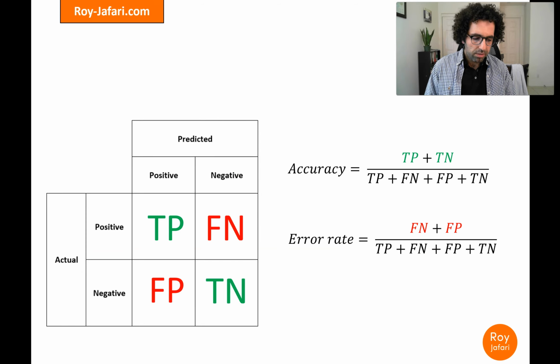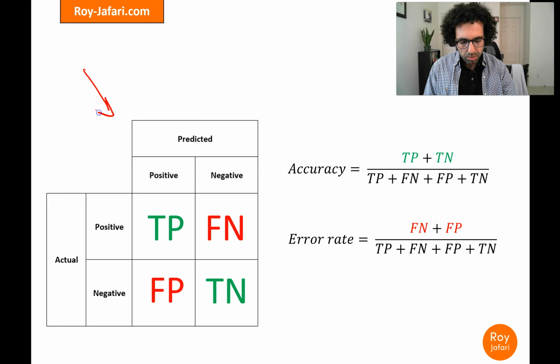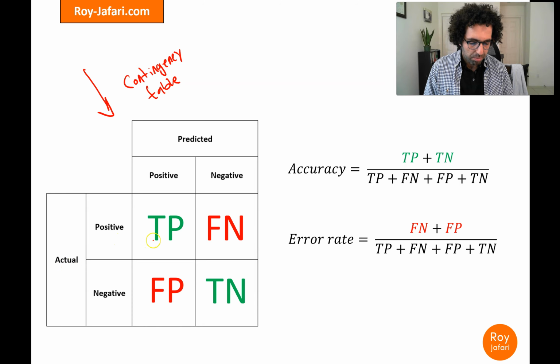All right, this is the contingency table that we can use to show how we derive accuracy and error rate based on these two types of mistakes and two types of correct classification. If we actually have positive and we predict positive, we have true positive. If we have negative and predict negative, we have true negative, and of course we have these two mistakes. So we use true positive plus true negative divided by the whole number of cases.